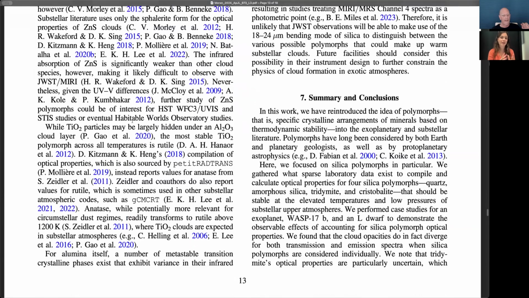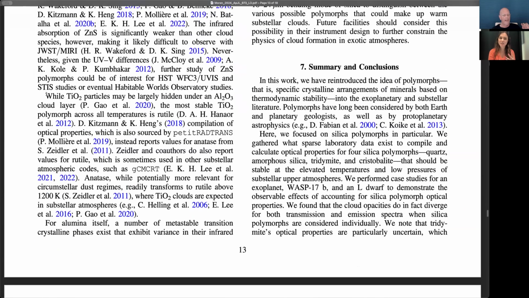They're probably not going to be super important observationally, at least based on prior work led by Peter Gao et al. 2020. But there are multiple types of polymorphs there, and again, various databases use different polymorphs for each. And so we should just be really particular about which ones we're thinking about.